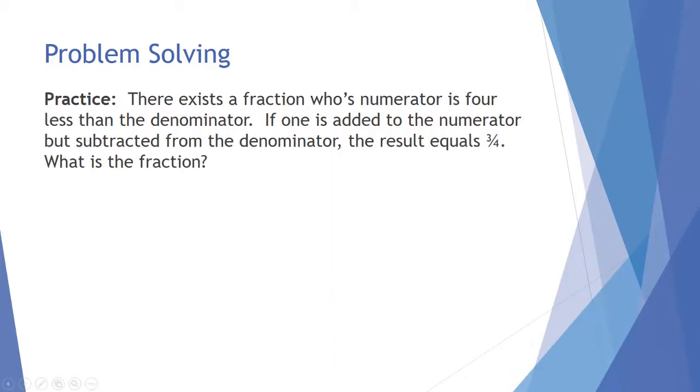All right, here's a tricky one. I'd like you to try this one before we work through it. There exists a fraction whose numerator is 4 less than the denominator. Focus on that. How do you write a fraction whose numerator is 4 less than the denominator? If you can do that, the problem works out pretty nicely. If 1 is added to the numerator but subtracted from the denominator, you end up with the fraction 3/4. So what is your original fraction? See if you can do that. Unpause when you're ready to see that solution.